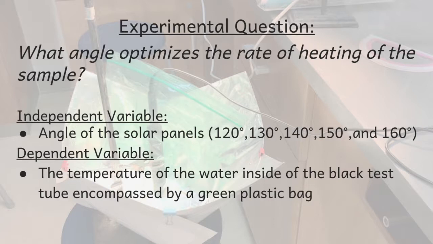So if we look at our variables, our independent variable is the angle of the solar panels, which differ by 10 degrees from 120 degrees to 160 degrees. Our dependent variable is the temperature of water inside of the black test tube or container encompassed by a plastic bag.